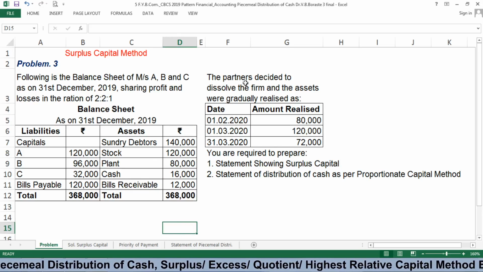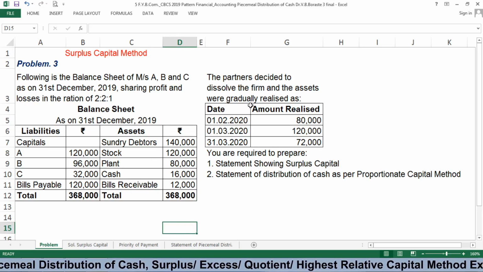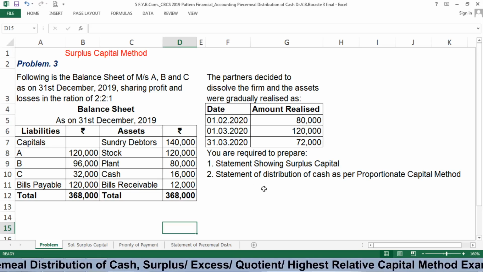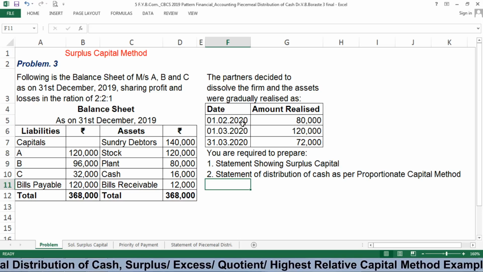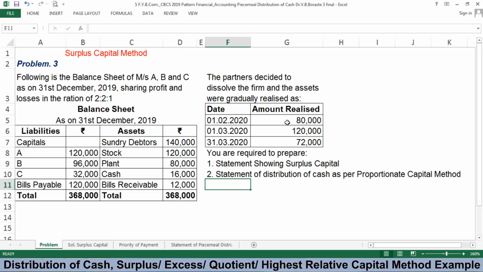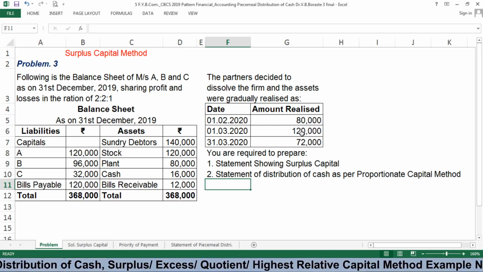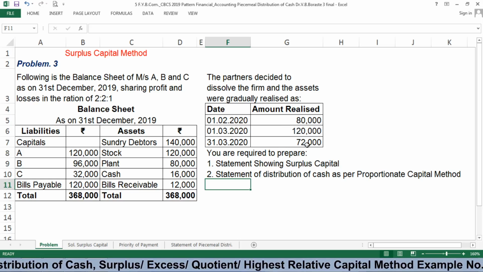The partners decided to dissolve the firm and the assets were gradually realized. It means partners have voluntarily decided to dissolve the firm and they realized the assets: on 1st February they got 80,000, on 1st March 1,20,000, on 31st March they got 72,000.